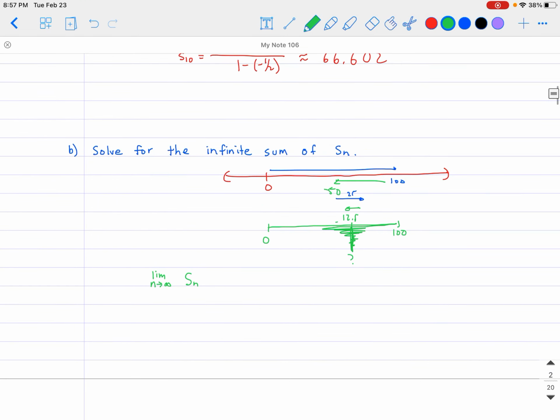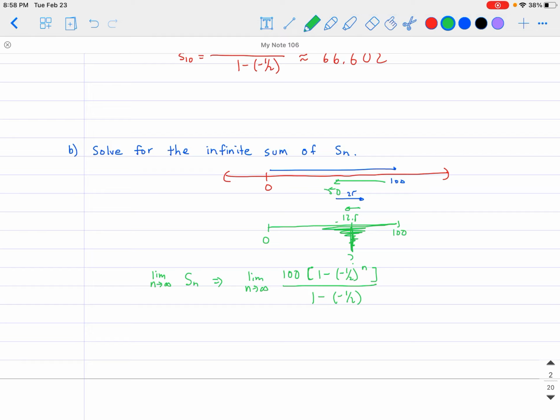Well, plugging in my numerical values, you're supposed to get the following. The limit as n approaches infinity of 100 multiplied by 1 minus negative 1/2 raised to the nth power, and then divided by 1 minus negative 1/2. So this is just using the geometric series equation. And remember, what I want to do is look at what happens as n approaches infinity.